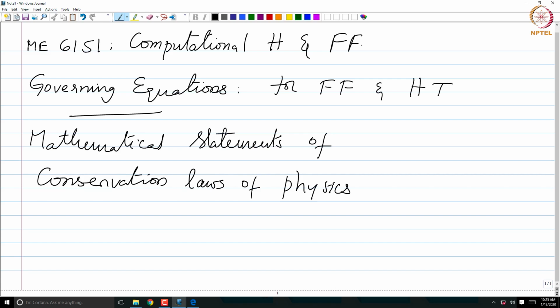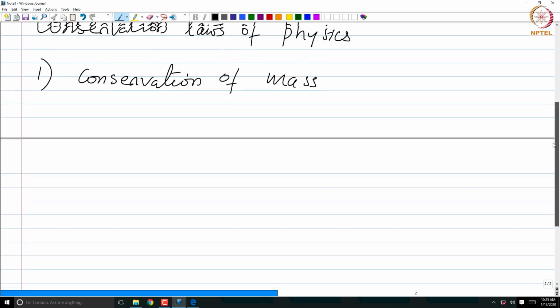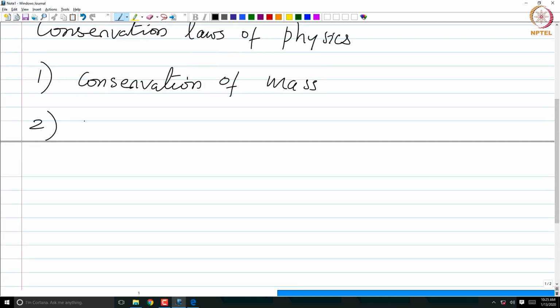What are the conservation laws that we know, which are relevant here? Mass. Conservation of mass, right? And then the conservation of momentum, right? Which is what? Which is Newton's second law of motion.